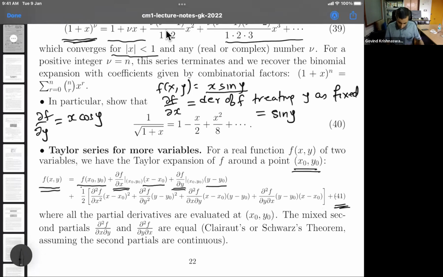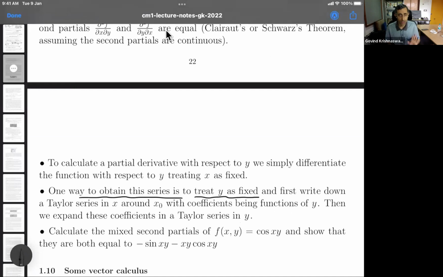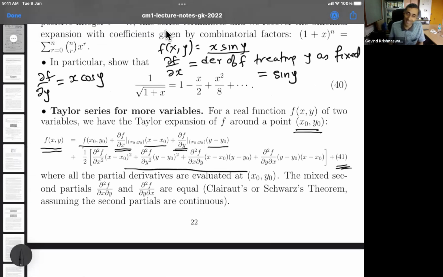One way to think about where this formula comes from is I've written it here, so I will go through this. One way to obtain this series is to treat y as fixed. Regard f of x comma y as simply a function of x alone, treating y as a parameter. Then it is a function of only one variable. Write out the Taylor series in x around x naught. The coefficients will depend on x naught and also on y. So you will get such a series. Then we expand each of the coefficients in a Taylor series in y, because the coefficients now depend on y. If you do this double expansion, you will get this series. That is one way to think about it. There are several other ways to think about it also. But if you accept the one variable Taylor series, this is one way to get the two variable Taylor series.